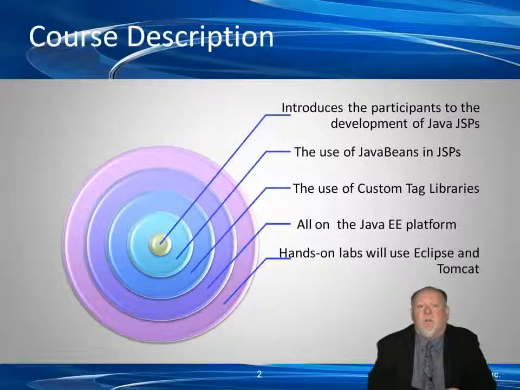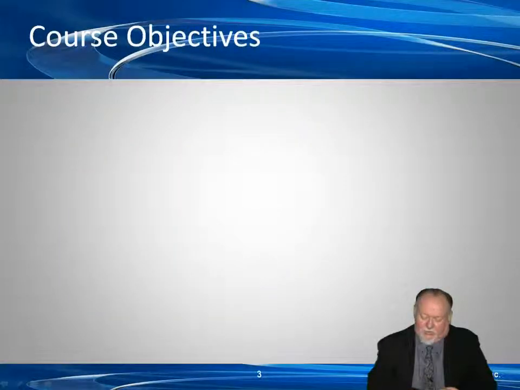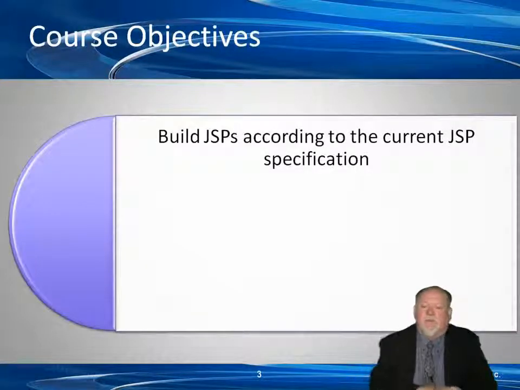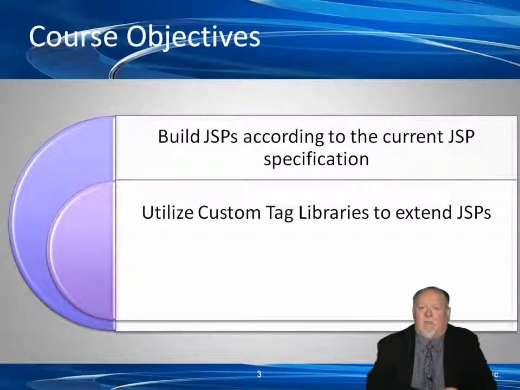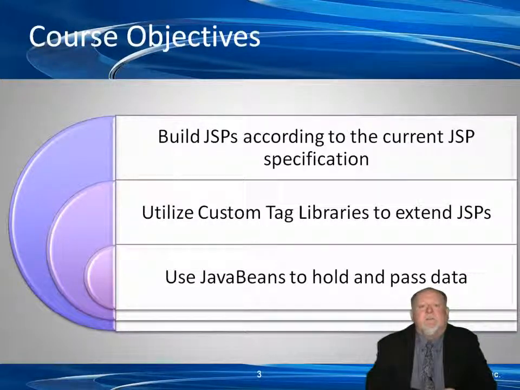Okay. There will be hands-on labs throughout the course, and the hands-on labs will use Eclipse as the IDE, the integrated development environment, and Tomcat as the servlet container. Okay, when you've completed this course, you'll be able to build JSPs according to the current JSP specification, utilize the custom tag libraries that we just mentioned to extend JSPs, and use JavaBeans to hold and pass data to other components within the web app.